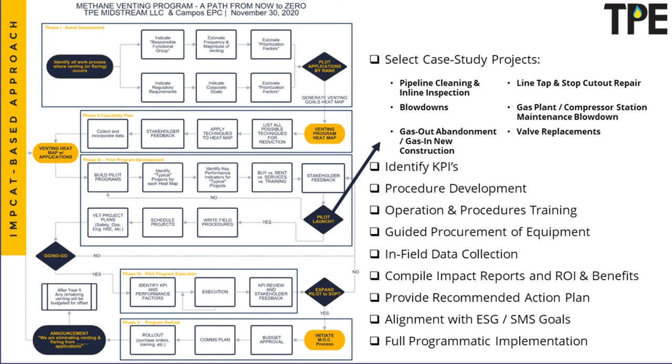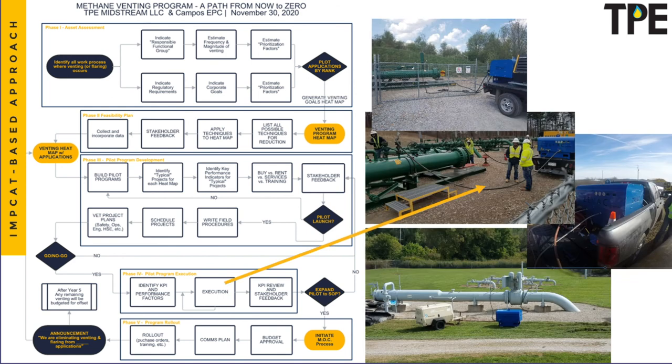This is when you go execute, right? You go to the field. This is where we come into this process and we say, we can help. We have the equipment, we've done this before. We can train your people. And ultimately, what we're going to do is go to that vent where you were going to do your blowdown, and we're going to capture and re-inject that blowdown instead.